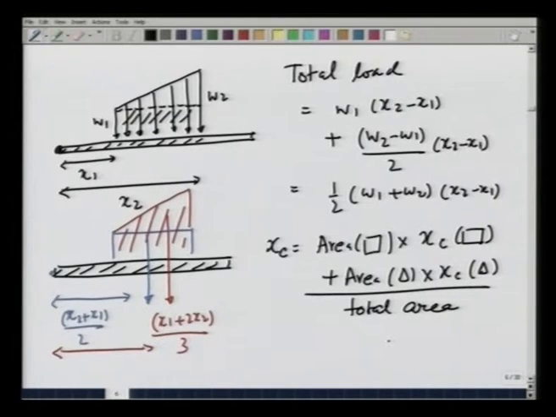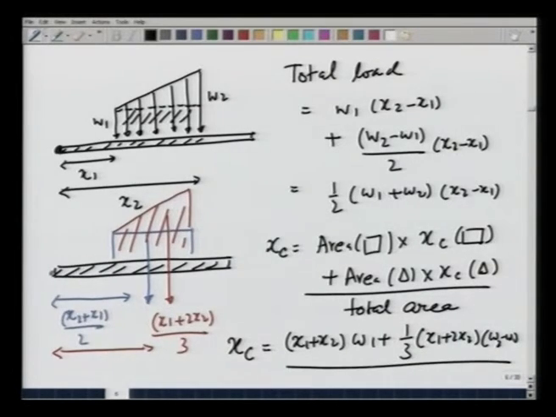Total area, which is the net force, we have already calculated. We also know the positions of the centroid of the rectangle. We also know the position of the centroid of the triangle, and we know the area for both, and therefore, we can calculate x c. You do a quick calculation and the answer you get is x c equals x 2 x 1 plus x 2 times W 1 plus 1/3 x 1 plus 2 x 2 times W 2 minus W 1 divided by W 1 plus W 2.